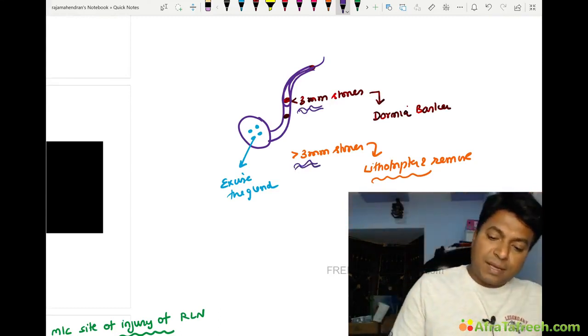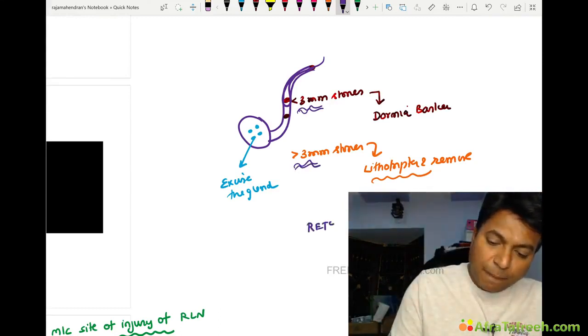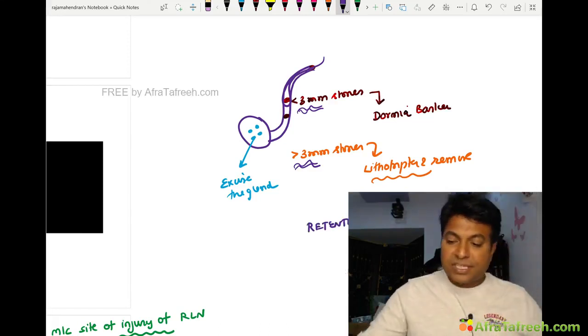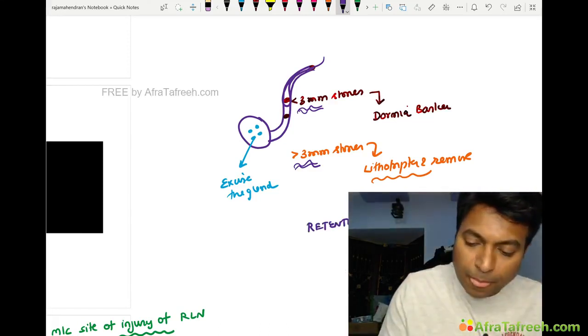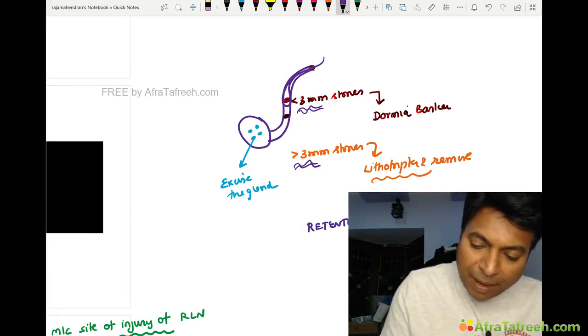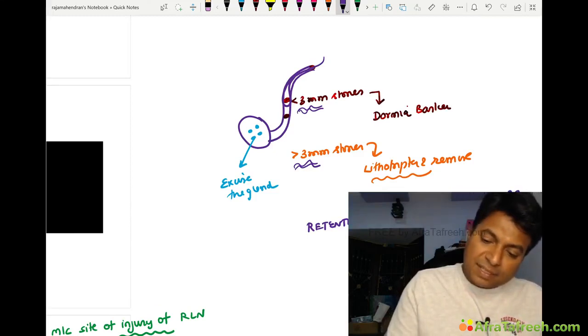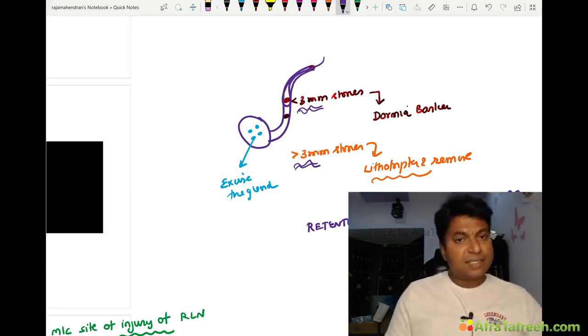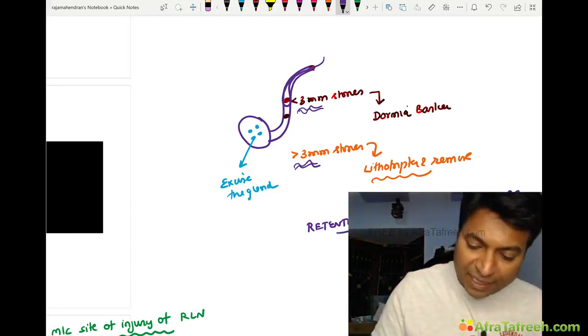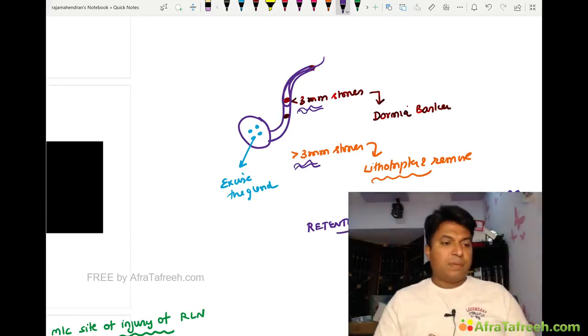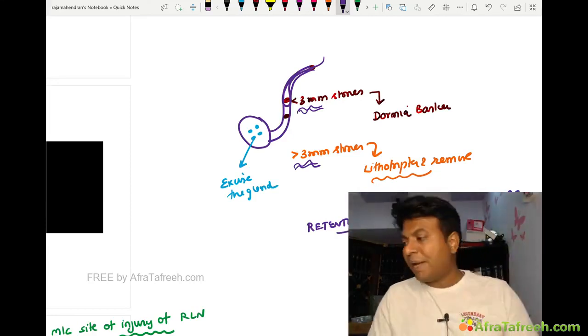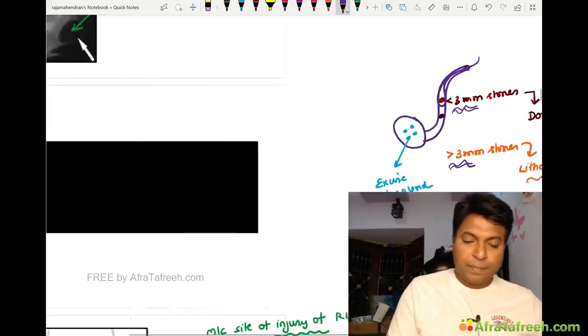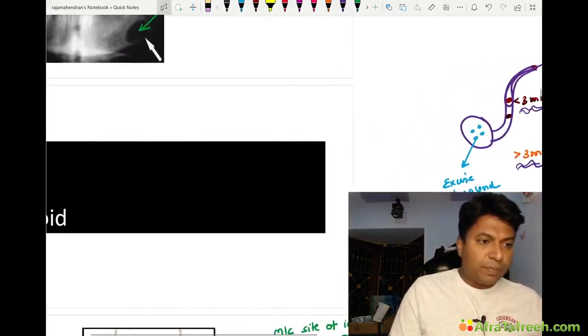Plunging ranula is a retention cyst of the submandibular gland. So the treatment is to excise the submandibular gland. That's the answer. Excising the submandibular gland is the correct answer for plunging ranula. Okay. So let us go to thyroid now.